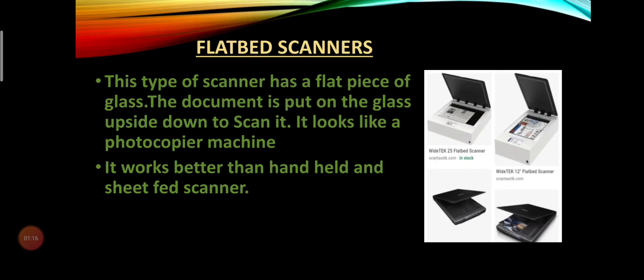Now, flatbed scanner. This type of scanner has a flat piece of glass and the document is put on the glass upside down to scan it. It is similar to a photocopier machine. In a flatbed scanner, the document is stationary and a mechanically operated scanning head moves beneath the glass. A flatbed scanner also works better than sheetwidth and handheld scanners.